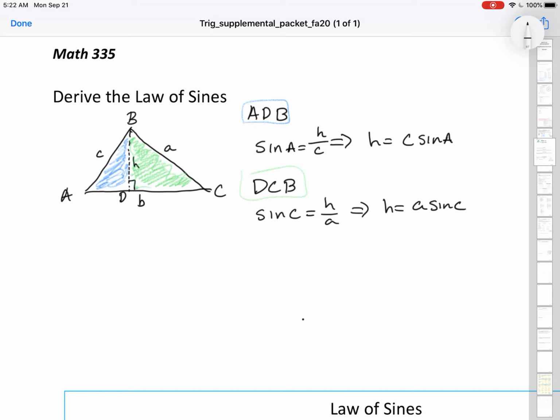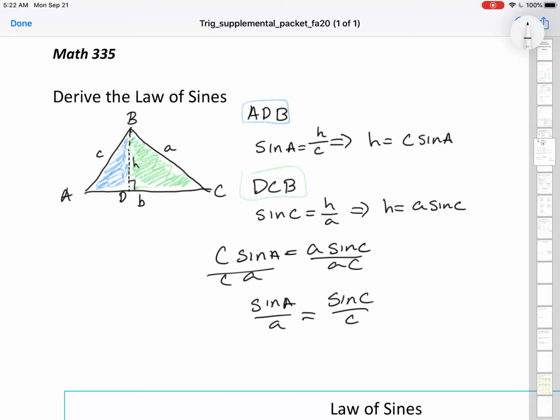Okay, now let's put these together. With the two, that's the same h measurement. So c sine A is equal to a sine C. Let me divide both sides by a, and let me divide both sides by c as well. And if I do that, I get sine A over the side opposite it is equal to sine C over the side opposite it. And that's the law of sines.